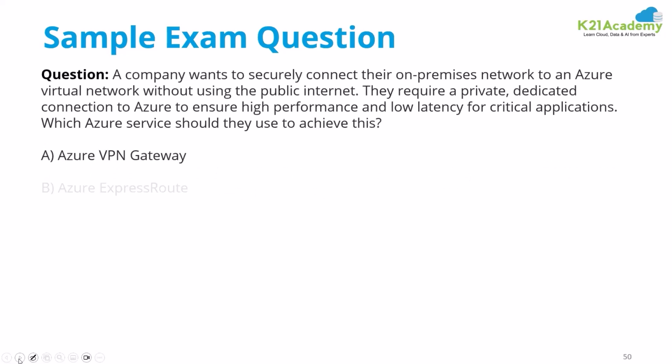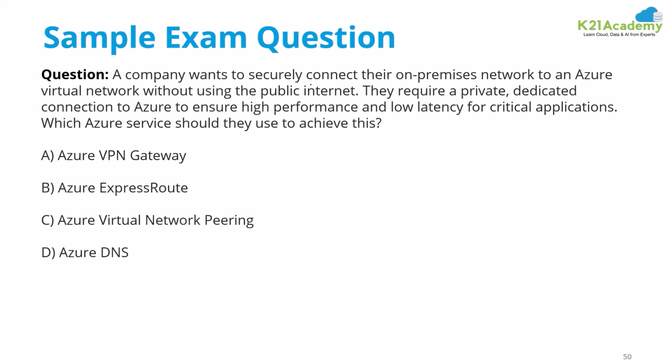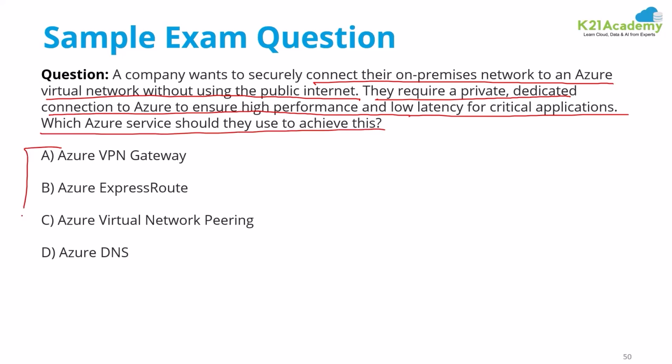Now let's look at the next question. We have a company that wants to securely connect their on-premises network to Azure Virtual Network without using the public internet. They require a private dedicated connection to Azure to ensure high performance and low latency of critical applications. Which of the following services should they use to achieve this? VPN gateway, ExpressRoute, Azure network peering, or DNS. Without the public internet, this is the main thing that we need to pick up from here.